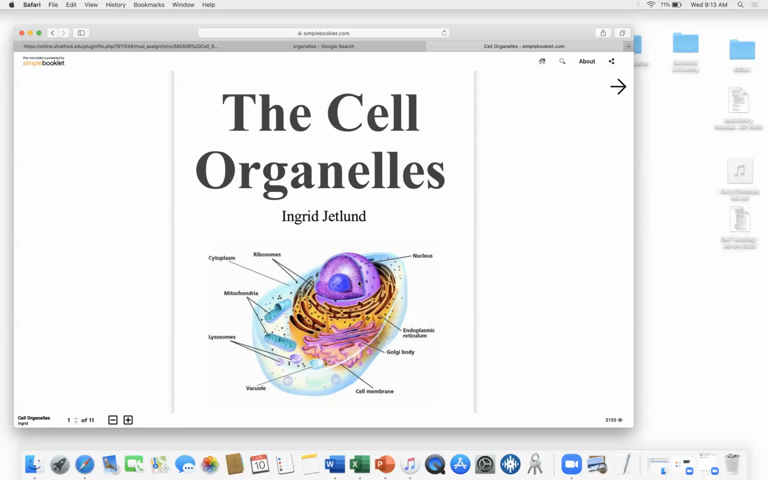Now, the brains of the operation is the nucleus. Okay. Well, let's go through this book. It's the first time I've ever seen this book, and I find it neat.